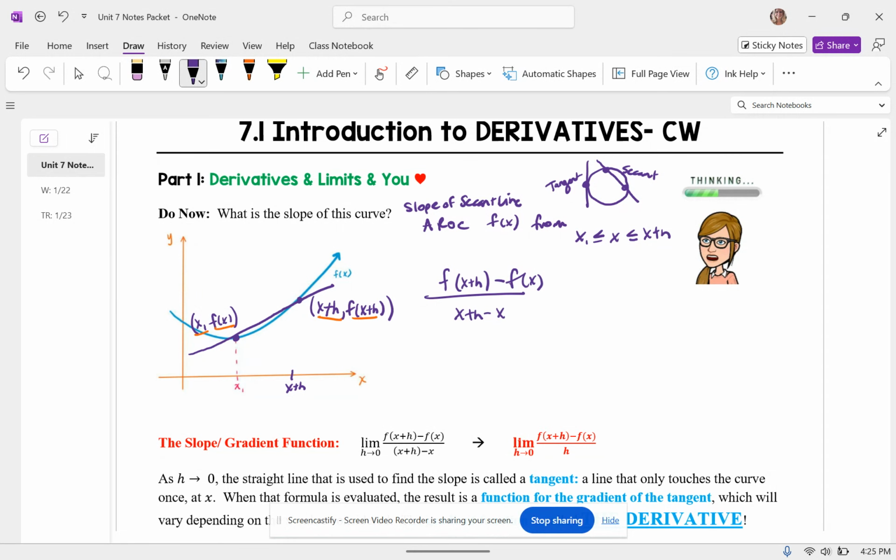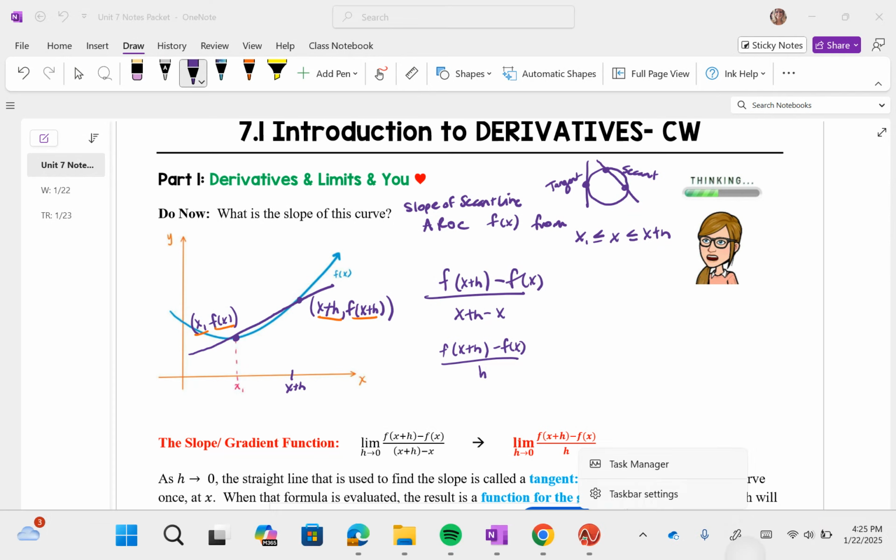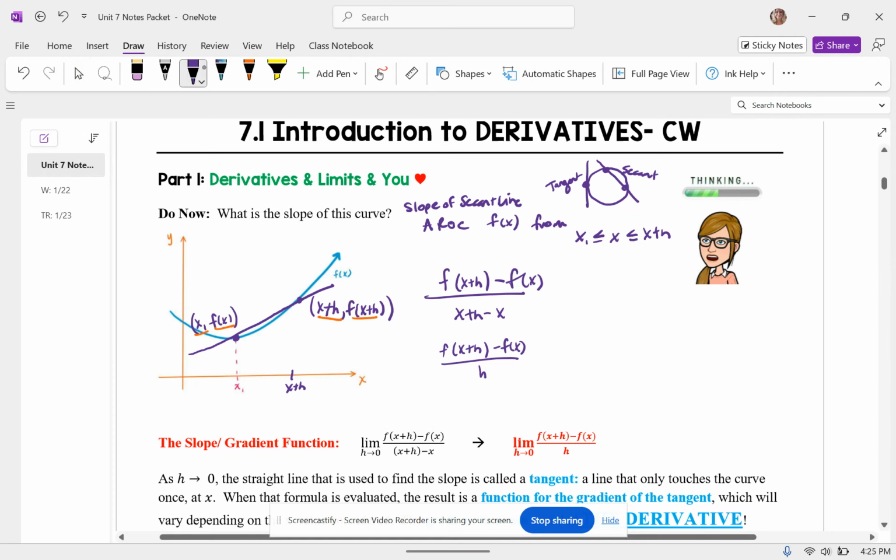All right, cool. So I'm looking at this and I'm like, oh wait, some stuff can cancel. I've got f of x plus h minus f of x over, these x's are going to cancel, all over h. Oh, cool. So I can find the average rate of change between 2 points on the curve at any given point using this formula here.